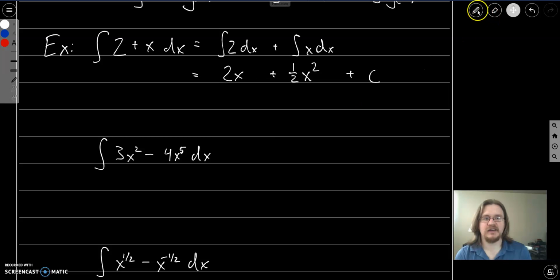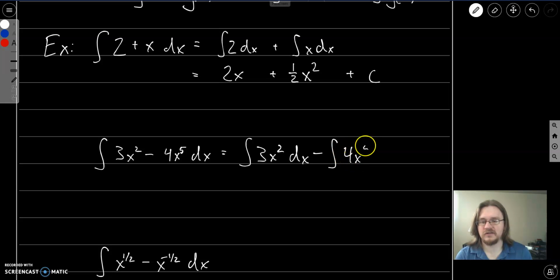The next one, we've got a minus sign in here. So this is going to be the antiderivative of 3x squared dx minus the antiderivative of 4x to the 5th dx. And again, I'm taking the antiderivative of a single function, so I know that I'll end up with a plus c at the end. So I don't have to worry about, say, a constant coming from this antiderivative and this antiderivative. I'll just have 1 at the end for this guy.